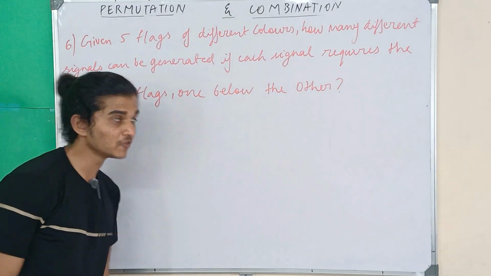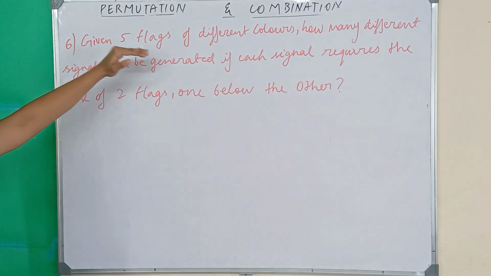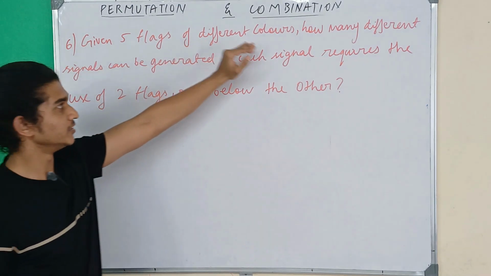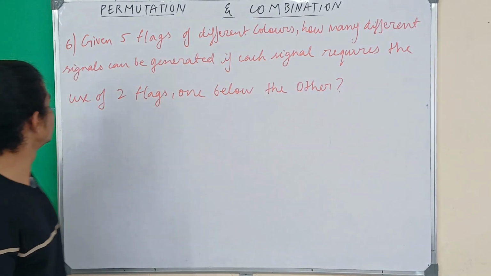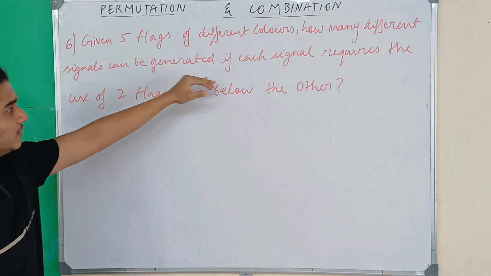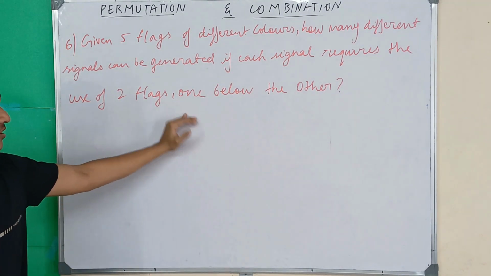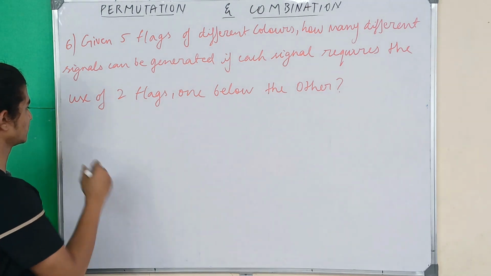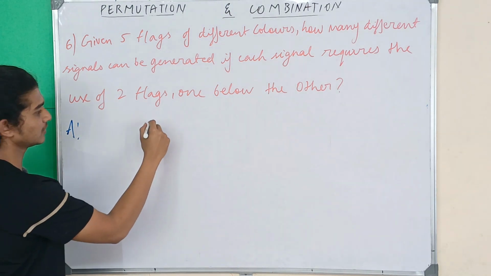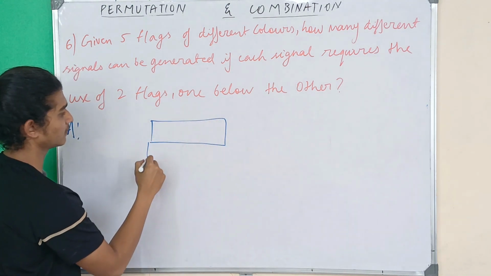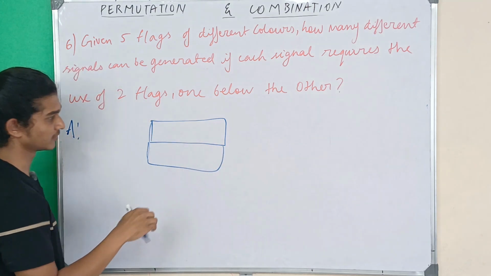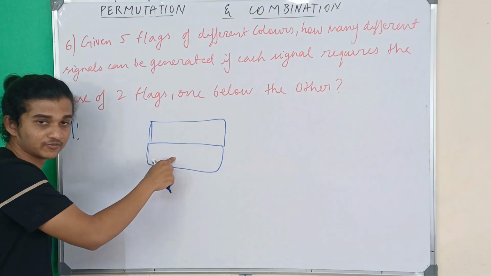This is the last problem of the first exercise. Given five flags of different colors, how many different signals can be generated if each signal requires the use of 2 flags, one below the other? So the flag is basically like this. This is how the flag looks. They use one color here and a different color here.